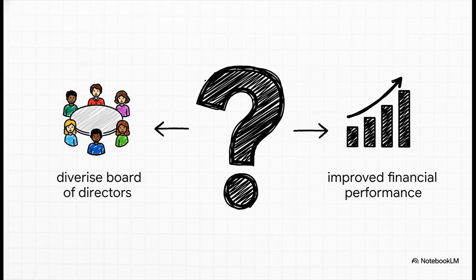Now for the fun part. Explanatory research is where you put on your detective hat. Here, you're moving beyond just describing what's happening to trying to understand the cause and effect relationship between your variables. You are testing a hypothesis to answer that big why question. For instance, does having more diversity on a company's board of directors actually cause an improvement in financial performance? See, this is a much deeper level of investigation.